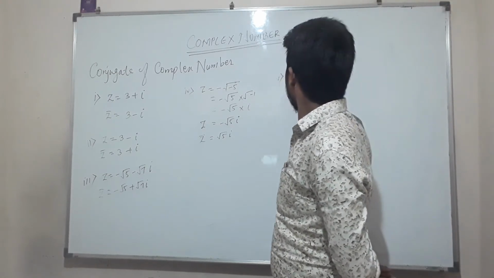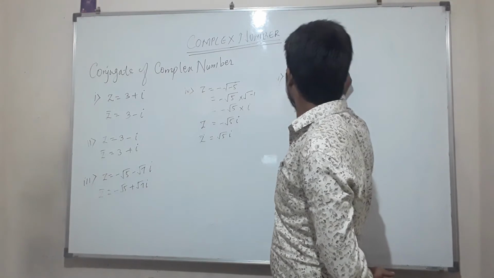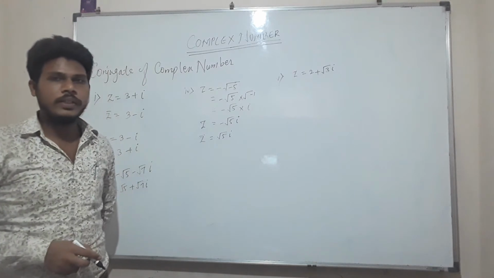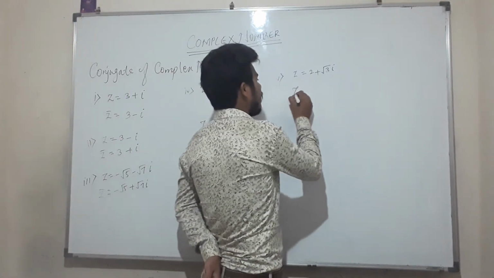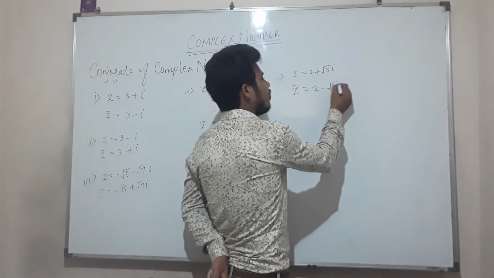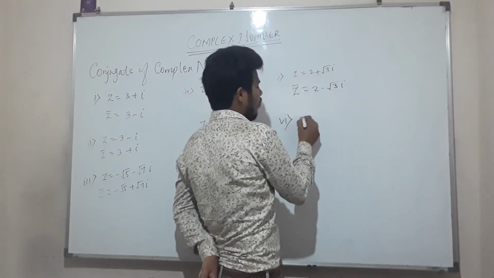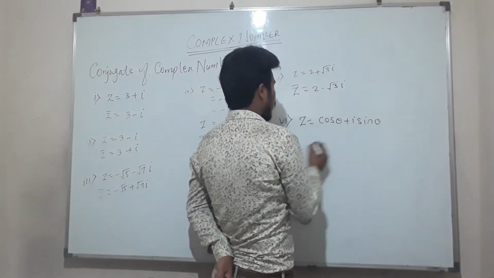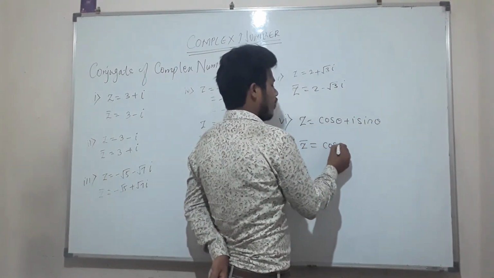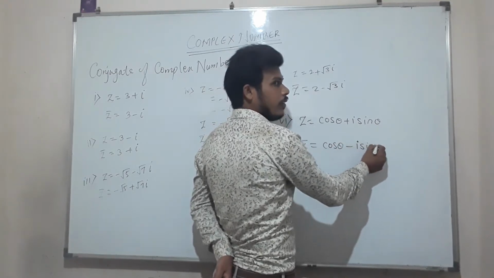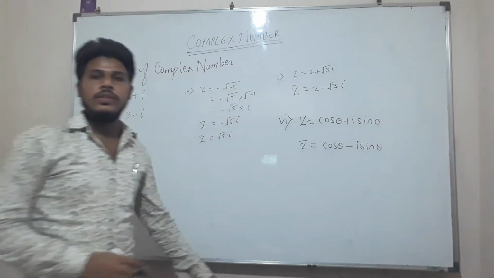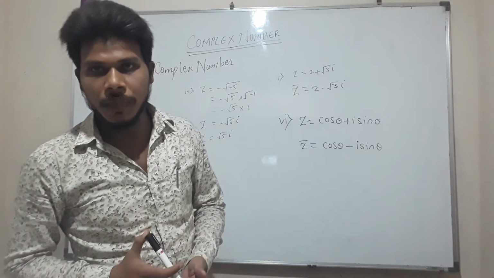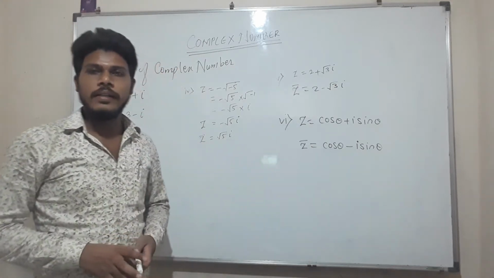Now next question, z is equal to 2 plus root 3i. So conjugate of z will be z bar is equal to 2 minus root 3i. If it is z is equal to cos theta plus i sin theta, then z bar will be cos theta minus i sin theta. Okay, so in conjugate we have to change only the sign of imaginary part and the real part will be as it is.